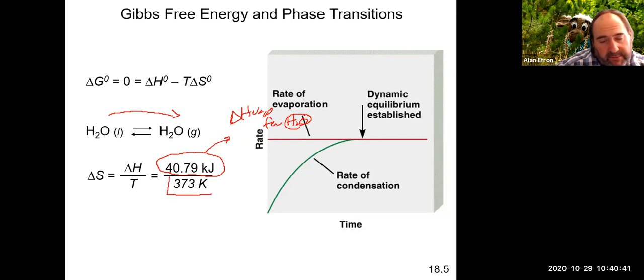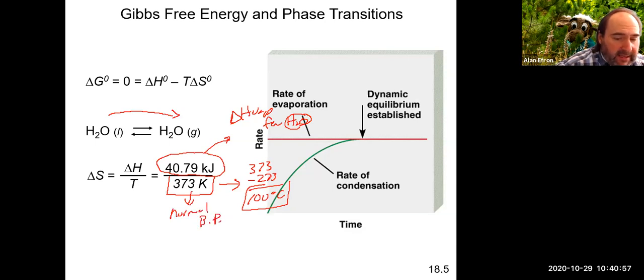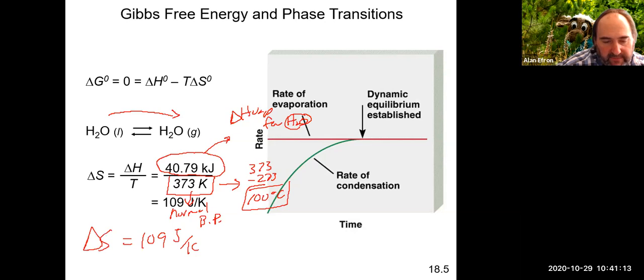And this is our temperature. And you may ask, where did I get that temperature? Well, if I take 373 and subtract 273, that is 100 degrees Celsius. That is our normal boiling point for water here. And again, that's the delta H of vaporization that's happening. If we do all that, it looks like we get something like 109 joules per Kelvin as our delta S of vaporization here.